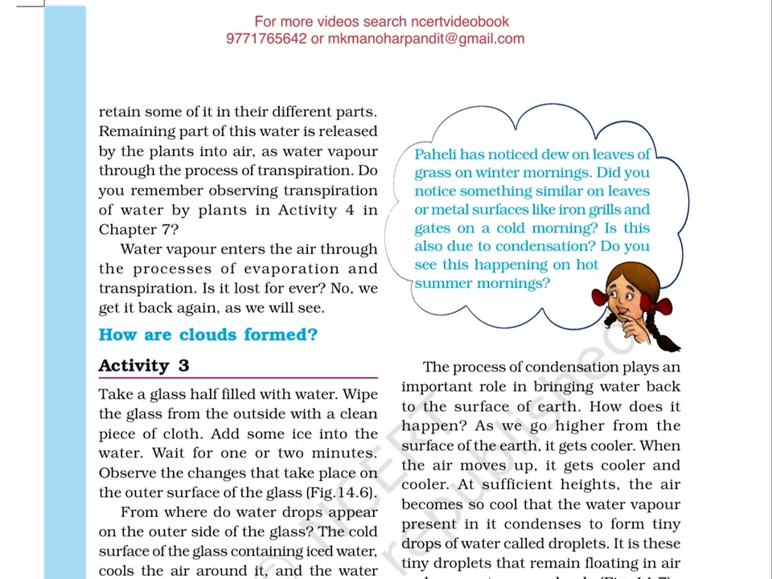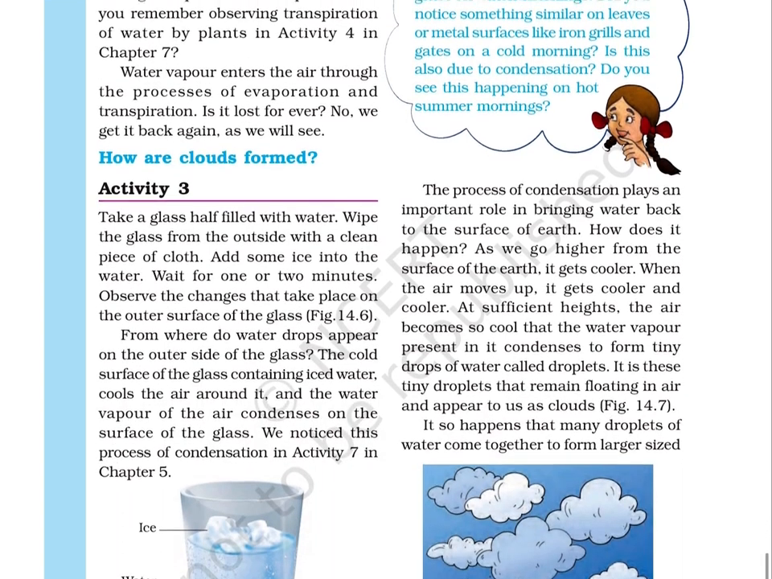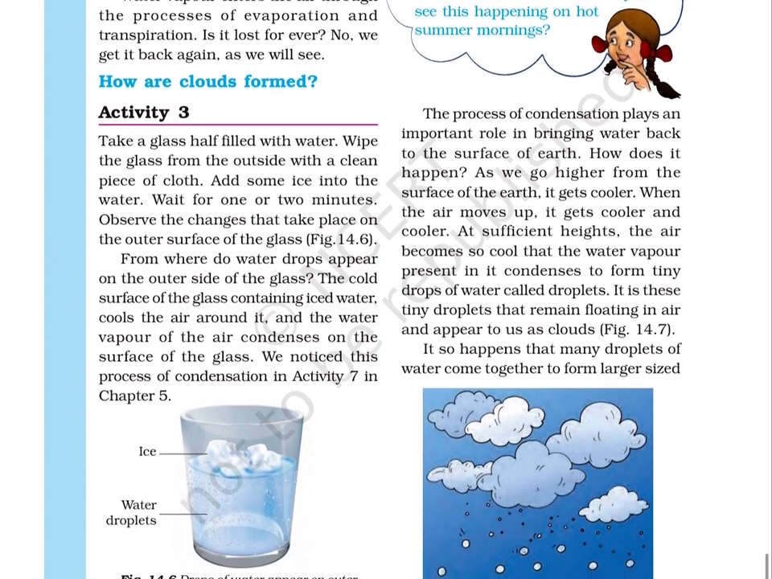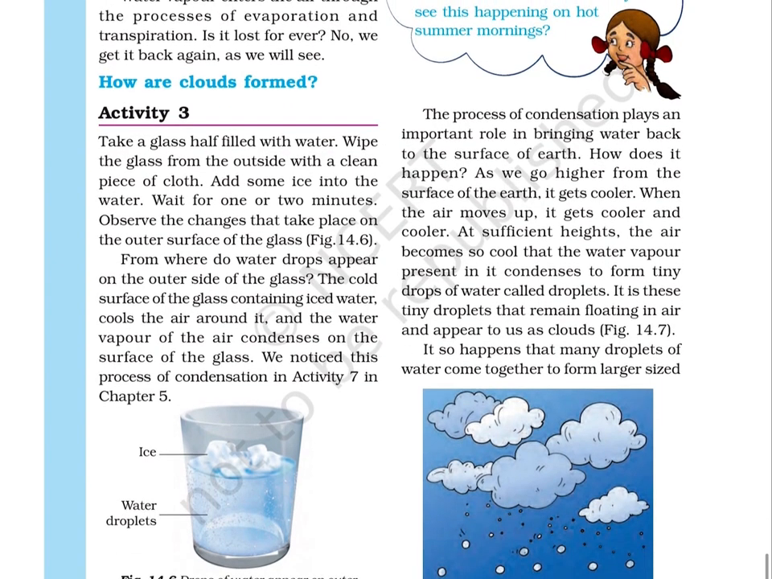Water vapor enters the air through the processes of evaporation and transpiration. Is it lost forever? No, we get it back again, as we will see. How are clouds formed? Activity 3. Take a glass half filled with water. Wipe the glass from the outside with a clean piece of cloth. Add some ice into the water. Wait for 1 or 2 minutes. Observe the changes that take place on the outer surface of the glass.